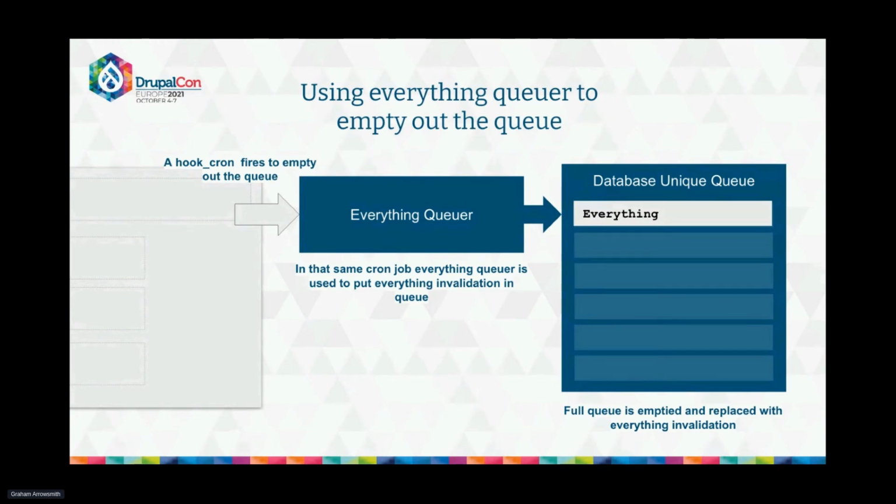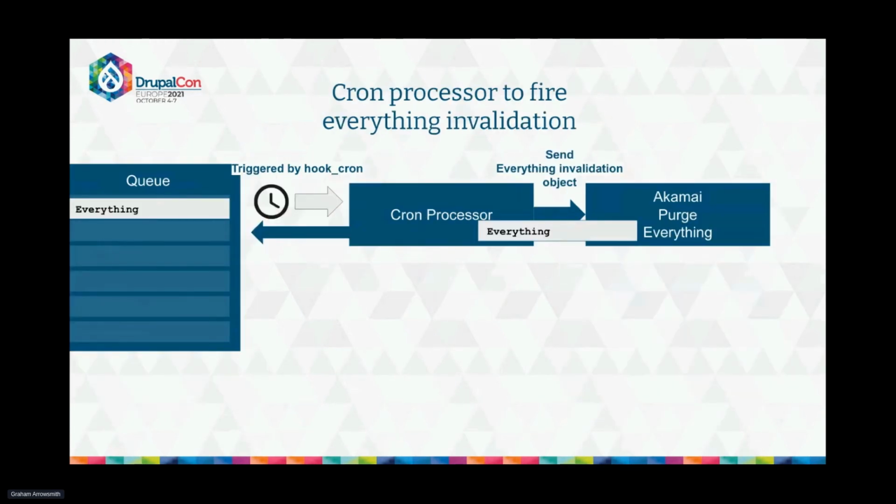And after that, we will trigger the cron processor in that same hook cron to fetch that everything in validation from the queue and send it to the Akamai purge everything purger, which we created earlier, so that our whole site can get purged and our purge process can restart again.